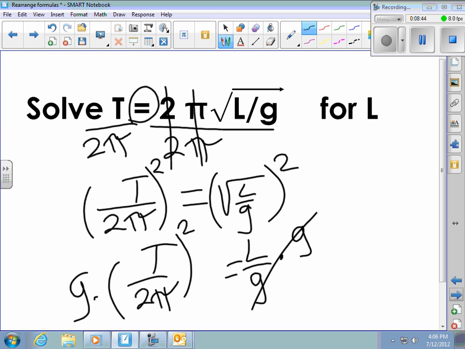So if I wanted to find a length for a specific time in Earth's gravity, I could just plug in the time that I want, put 10 for the gravity, and calculate that on a calculator.